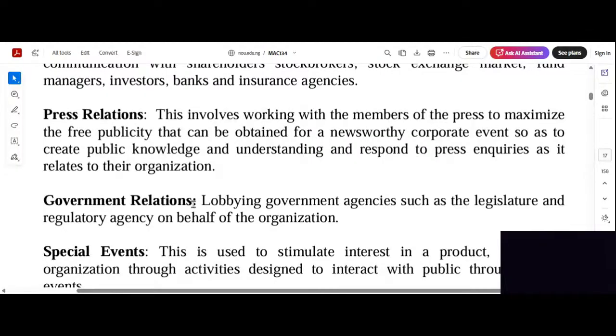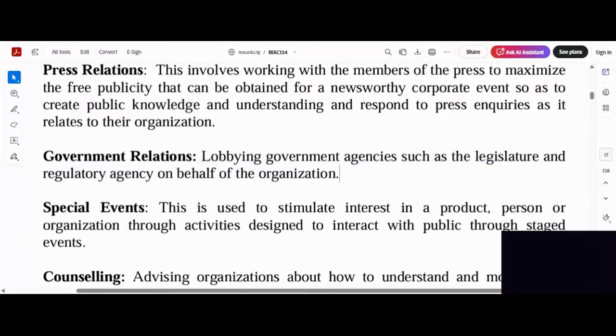Now, we also have government relations. What are we talking about? We've been talking about areas of specialization of public relations, where public relations influences, where they have a say, where their influences or their activities are strongly needed. Now, in government relations, we have lobbying government agencies such as the legislature and regulatory agency on behalf of the organization.